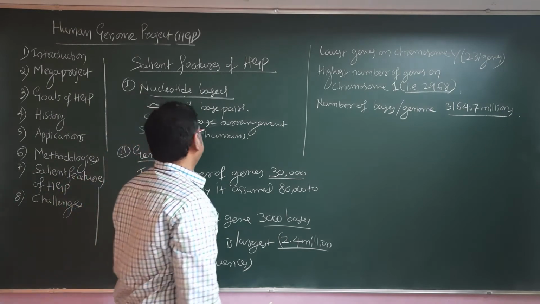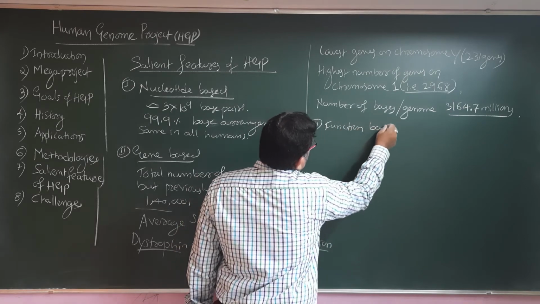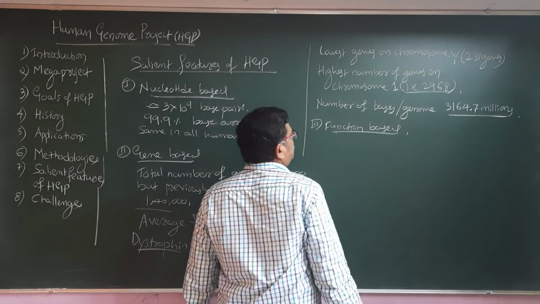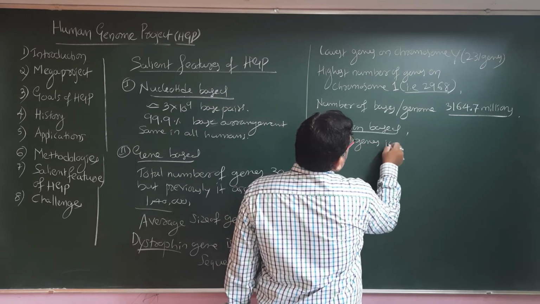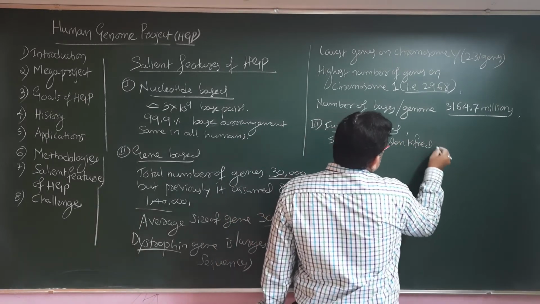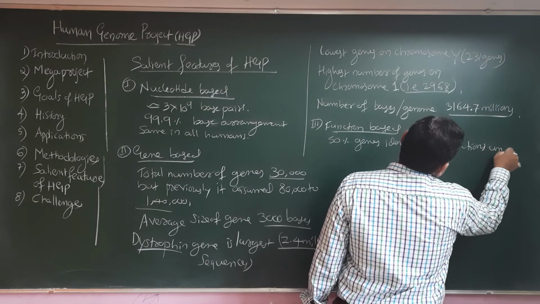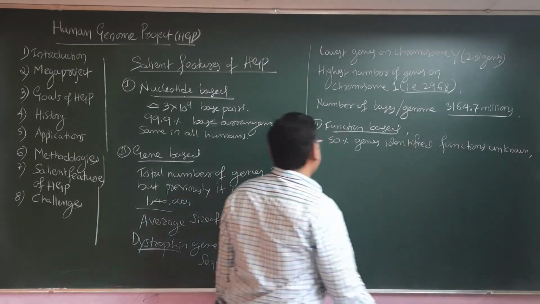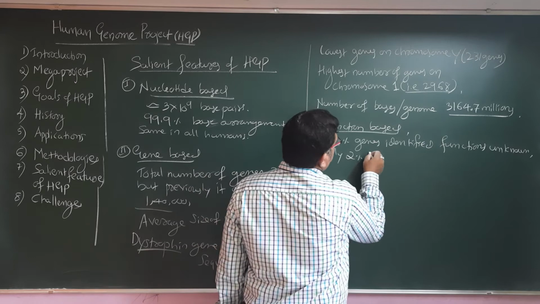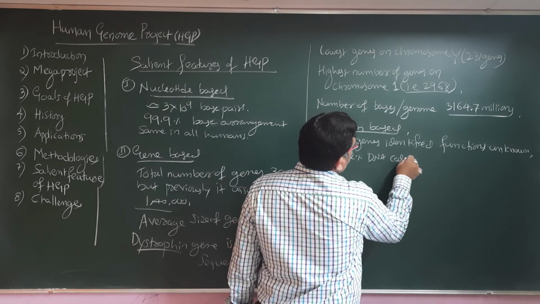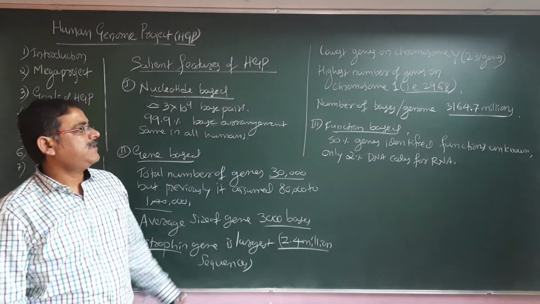So next, number 3, function based. We can say that 50% of the genes identified have functions unknown, and only 2% of DNA codes for RNA. This is again function based, what we can say, the features.